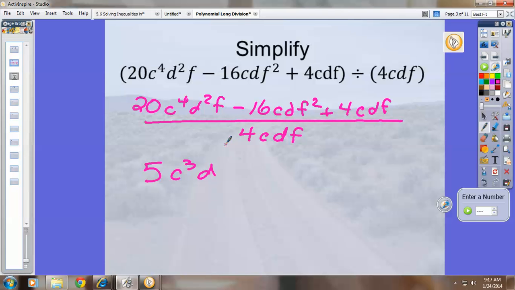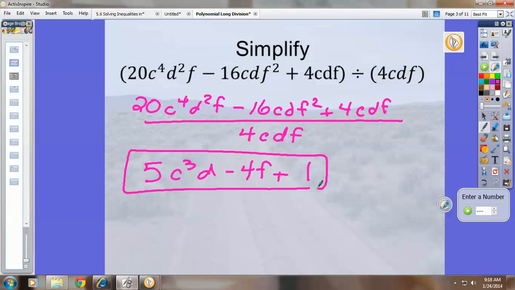For the second term, we have negative 16 divided by 4. What goes into negative 16 and 4? 4 goes into 4 once, into 16 4 times. We have negative 4. C's are going to cancel. D's are going to cancel, and we're left with f. Minus 4f plus. What do you notice about the last term and this? This is what we call our divisor. What do we know about those? They're the same. So is it going to go away? It's 1. Because isn't 4 divided by 4 1? So we do need to say plus 1.